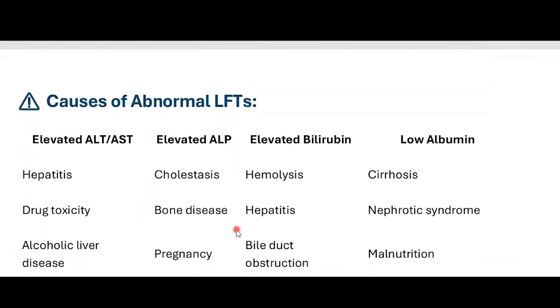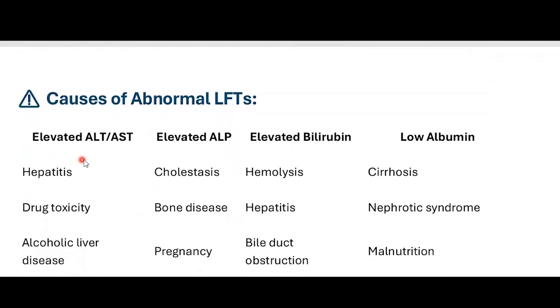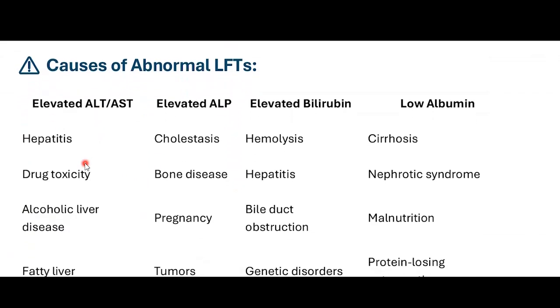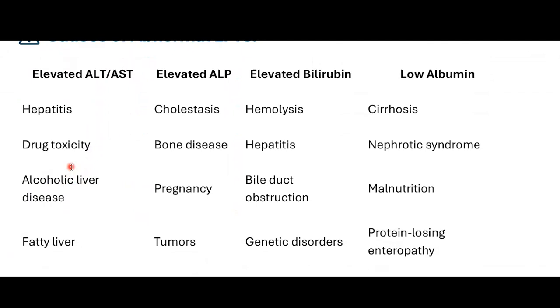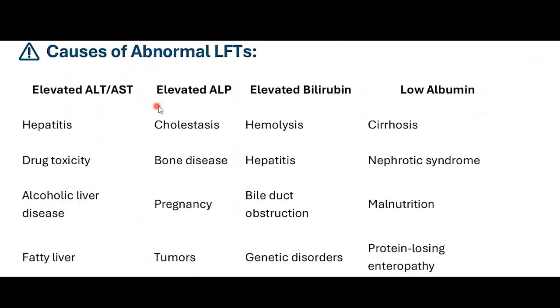Next, causes of abnormal LFT: elevated ALT and AST in case of hepatitis, drug toxicity, alcoholic liver, and fatty liver. Elevated ALP: cholestasis, bone disease, pregnancy, and tumors. Elevated bilirubin: hemolysis, hepatitis, bile duct obstruction, and genetic disorders. Low albumin: cirrhosis, nephrotic syndrome, malnutrition, and protein losing enteropathy. So these are the different causes of abnormal LFT parameters.